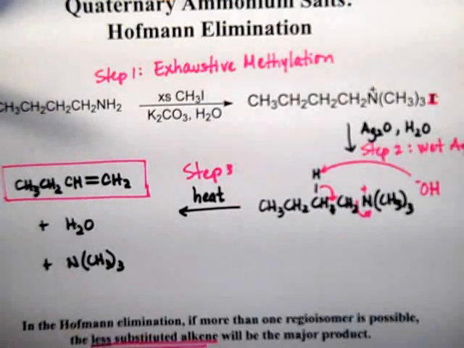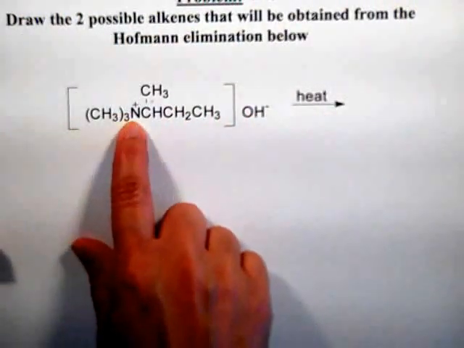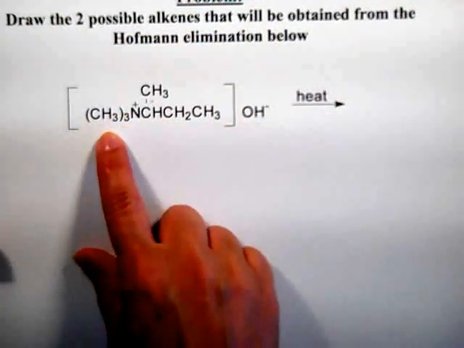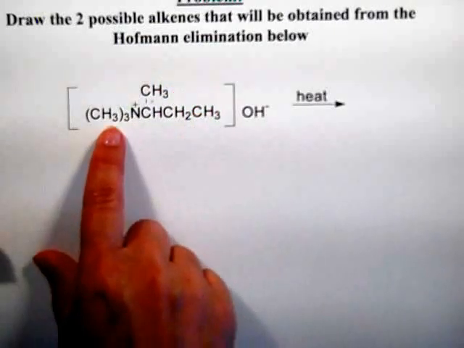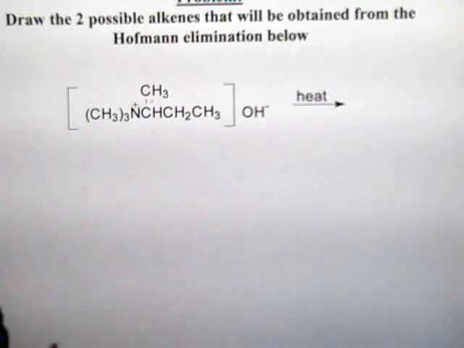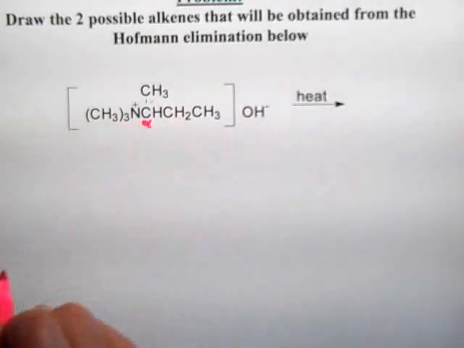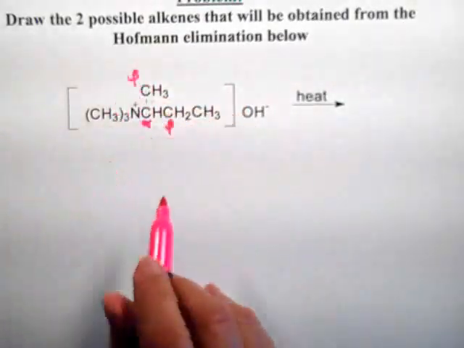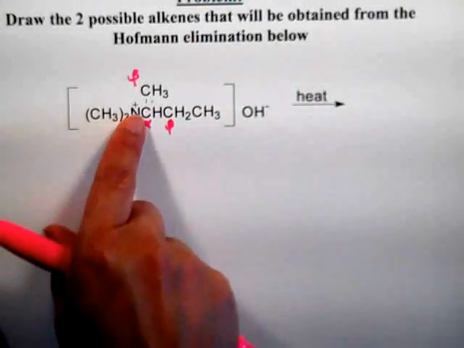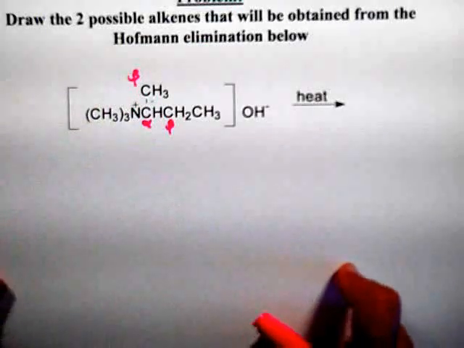So let's do a problem that actually makes 2 different double bonds. All right, look at this amine right here. The nitrogen has already been methylated. So I have 3 methyls and I have a big group right here. The 3 methyls, those are going to be staying with the nitrogen. So what I'm going to do is mark the alpha carbon, and in this particular amine I have 2 betas. I know that the double bond is going to be between the alpha and the beta, and if I have 2 betas, I have 2 possible double bonds.